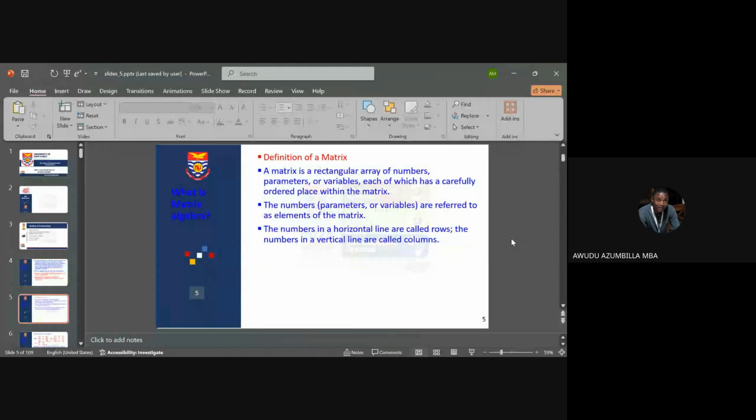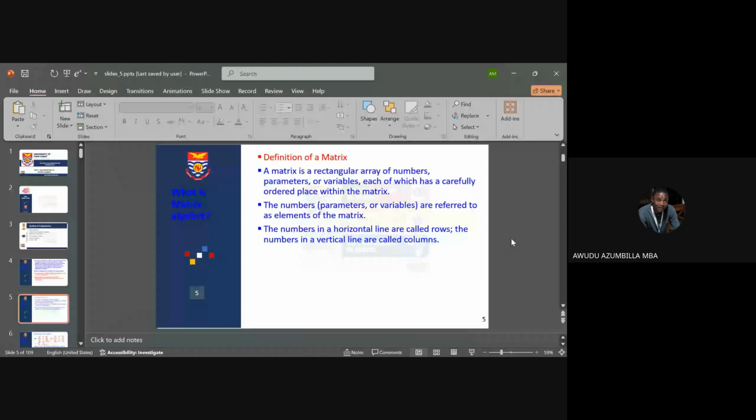Now, definition of matrices. What is a matrix? A matrix is a rectangular array of numbers. They are numbers arranged in rectangular form. It can be numbers, it can be parameters, it can be variables. And each of these variables is carefully ordered. They know where they belong. In the rectangular array, the variables, the parameters, the numbers are well ordered within the matrix. We don't just put the numbers anyhow. They are well positioned where they are supposed to belong.